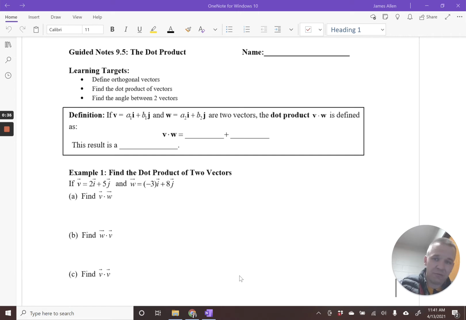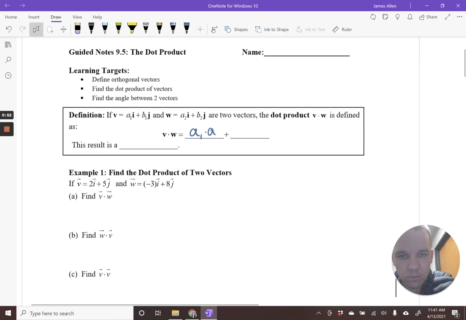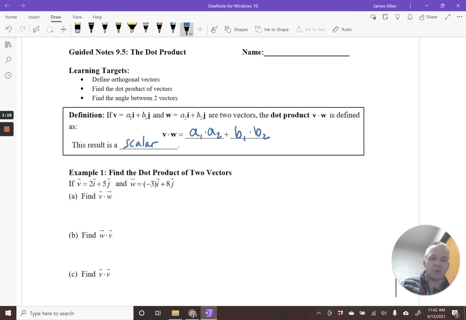So if we have vector v = a1 i + b1 j and vector w = a2 i + b2 j, the dot product of those two would be a1 times a2 plus b1 times b2. So I'm taking those numbers, multiplying the a components, the b components, and then I add them together. The result is, you guessed it, a scalar. In other words, we're just going to get a number.